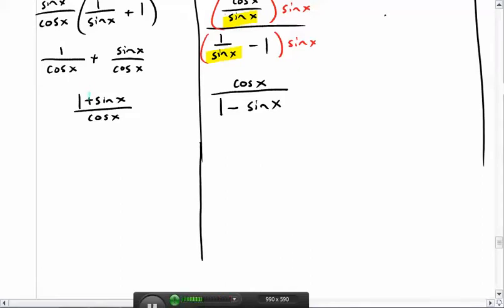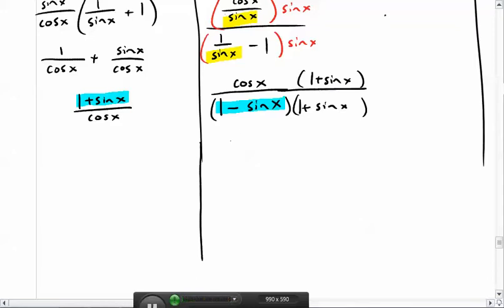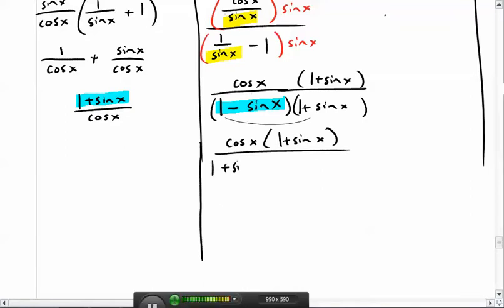So I do see that I have 1 plus sine in the numerator on one side, 1 minus sine in the denominator on the other side. So now I can choose either side to multiply by the conjugate. So I'm going to take the right-hand side this time, and I'll multiply by the conjugate, which is 1 plus sine x, on the numerator and the denominator of that fraction, leaving me with cosine x times 1 plus sine x, and then I'll FOIL out the bottom.